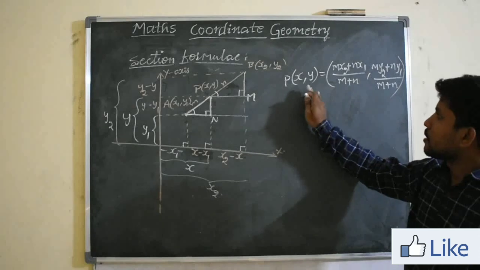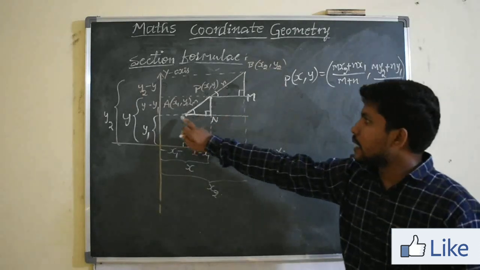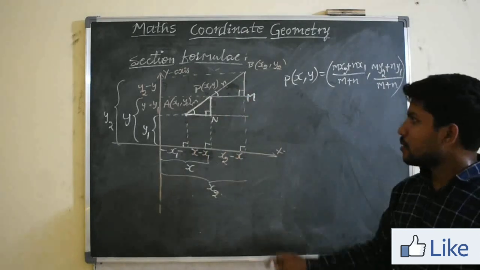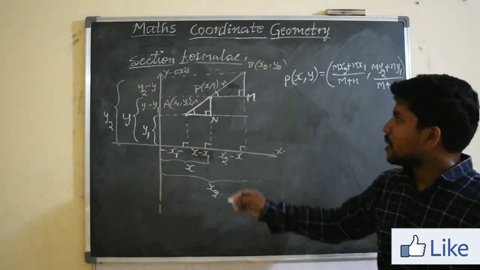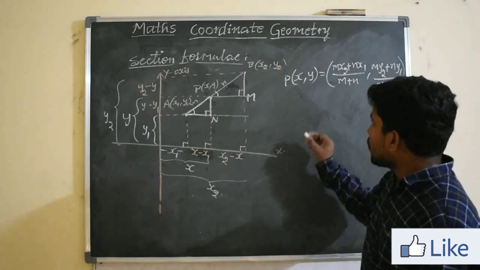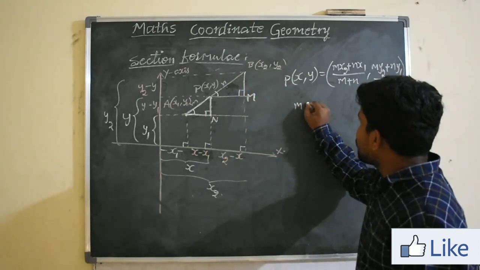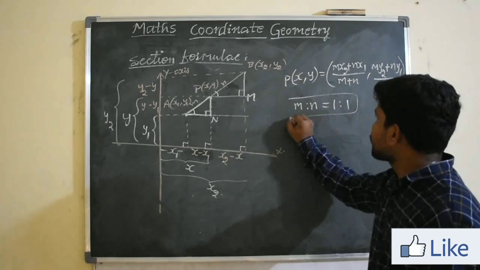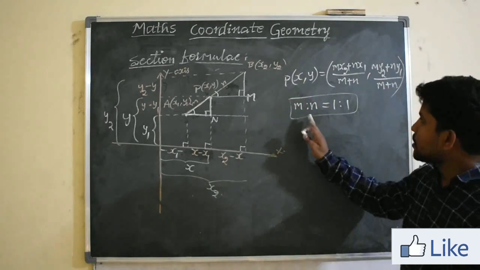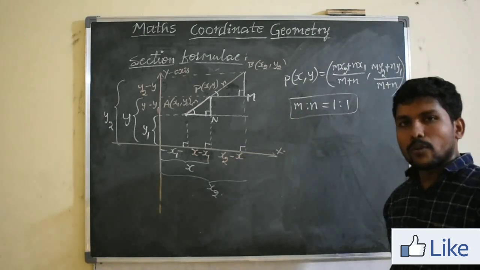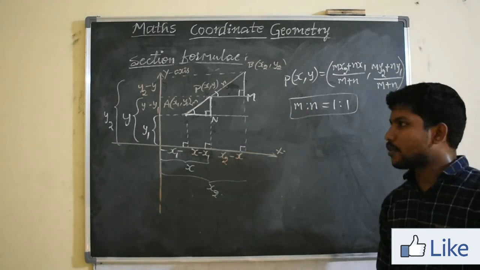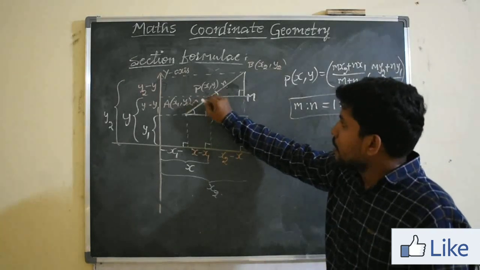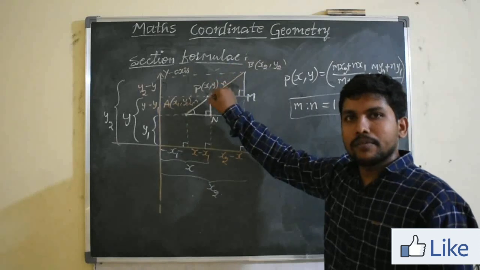So this is the point which is dividing a line segment joining 2 points in some ratio m is to n. So now we will see different cases based on the ratio. Now what happens if m is to n is equal to 1 is to 1? See what happens if the ratio is equal. So we can simply say when the ratio is equal, the point P will be exactly lying in between A and B.